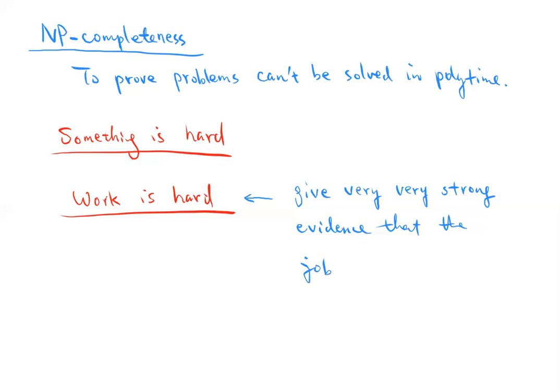Maybe instead of work, I say job. Okay, so instead of work, maybe here it's better to say job. So a particular job is hard. In order to prove that a particular job is hard, what we're going to do is give very strong evidence that the job is hard. We cannot prove that a job is hard in absolute terms, but we can give very strong evidence that the job is hard. All right. So that's what we are going to do in the theory of NP-completeness.